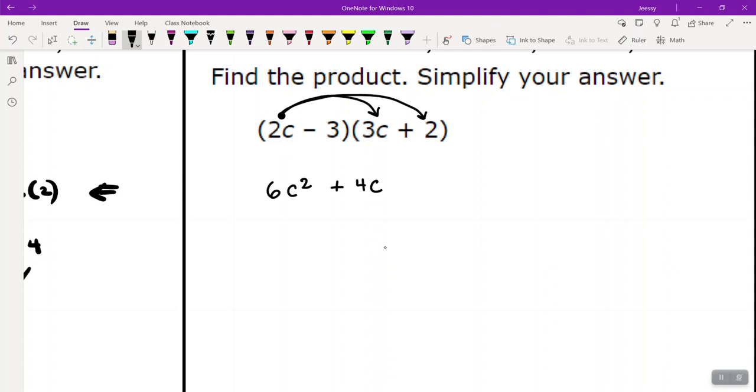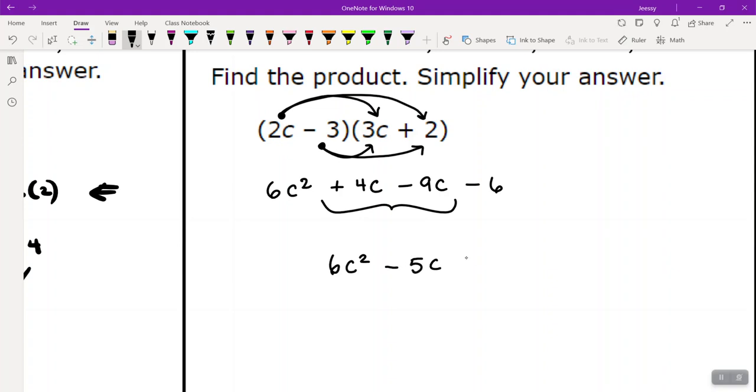All right, now we're going to put the dot underneath which number? Negative 3. So negative 3 is going to get multiplied with 3c. What is negative 3 times 3c? Negative 9c. All right, last multiplication. Negative 3 times a positive 2. Negative 6. Now, combining your terms right here. Yeah, so it's going to be 6c squared minus 5c and then minus 6.